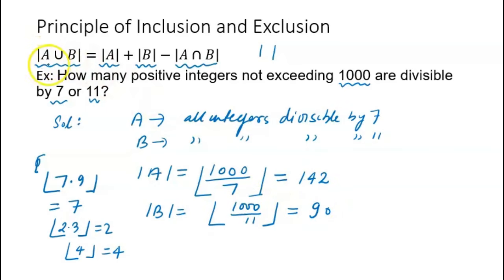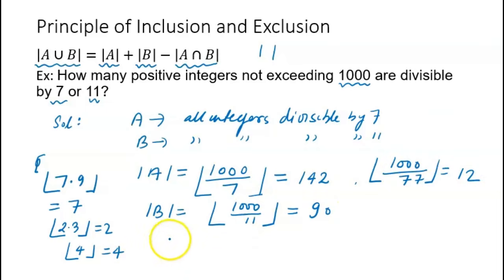So to count the total integers which are divisible by either 7 or 11, there will be certain integers which are divisible by both 7 and 11, and I think you are smart enough to understand that those integers which are divisible by both 7 and 11 will also be divisible by 77. Yes or no? Basic idea. So if you divide 1000 by 77, it will be equal to 12.